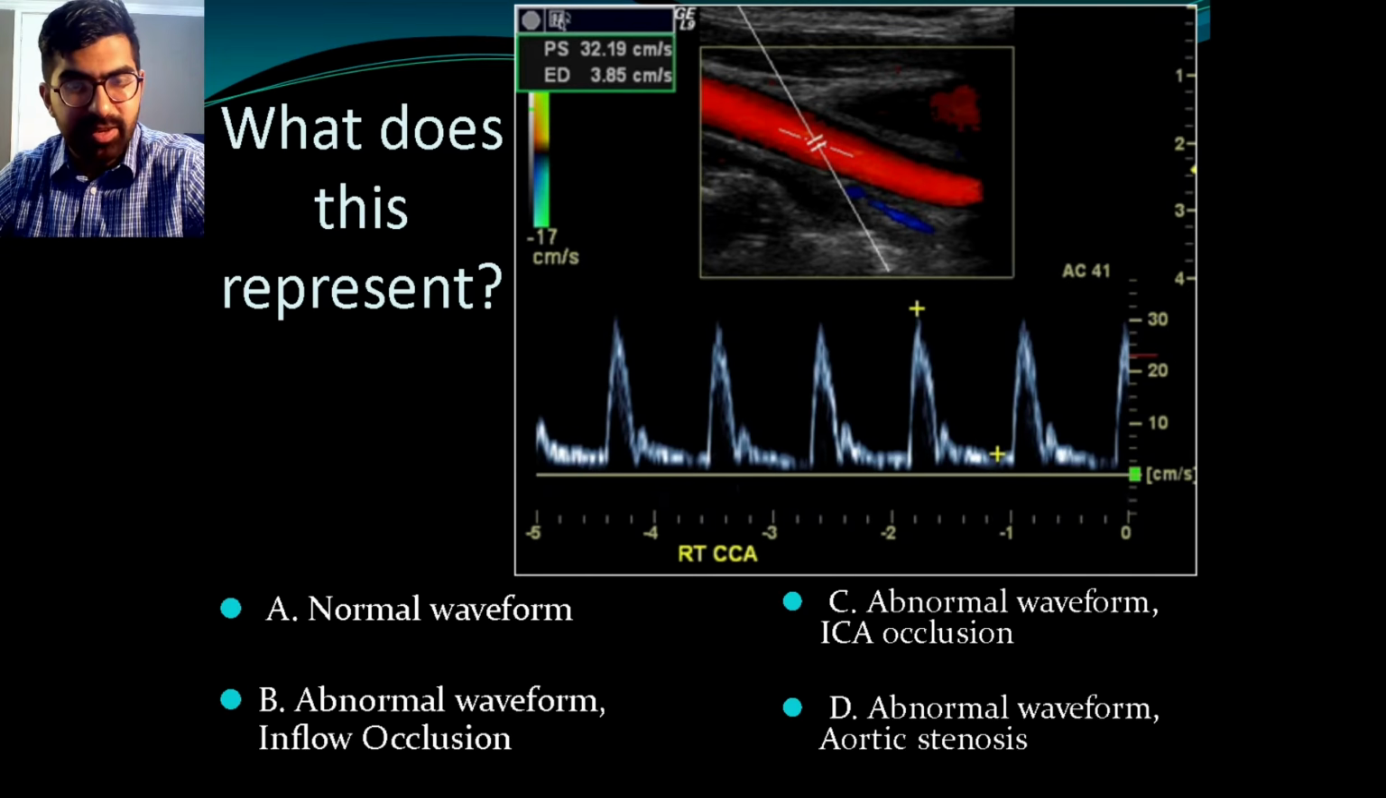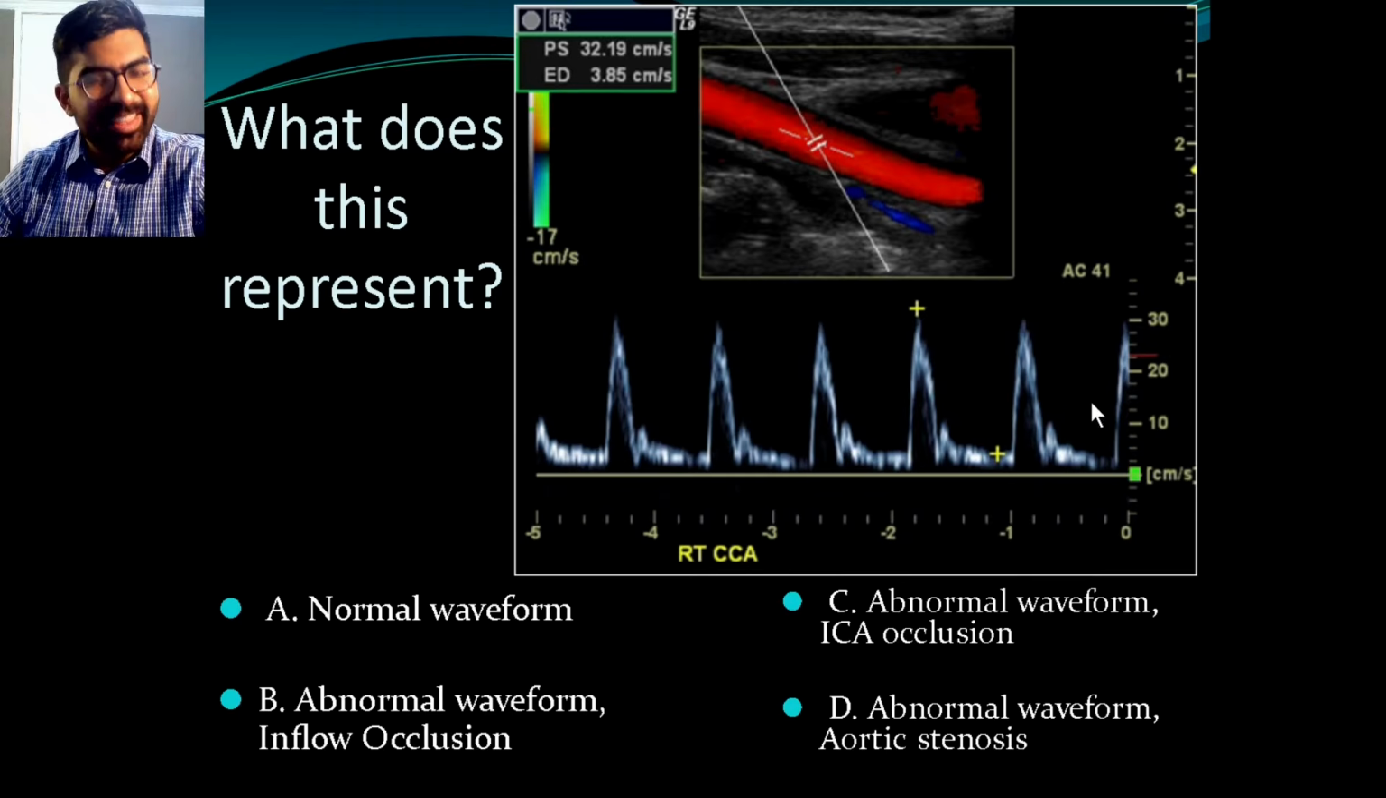So is this a normal waveform for the right common carotid artery? Is it B, an abnormal waveform representing inflow occlusion? Is it C, an abnormal waveform representing distal ICA occlusion? Or D, an abnormal waveform representing aortic stenosis? So take a second and think about this. So a little bit tougher.